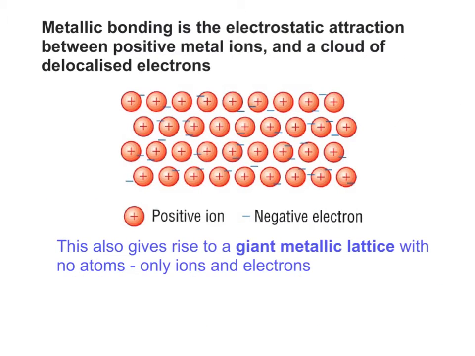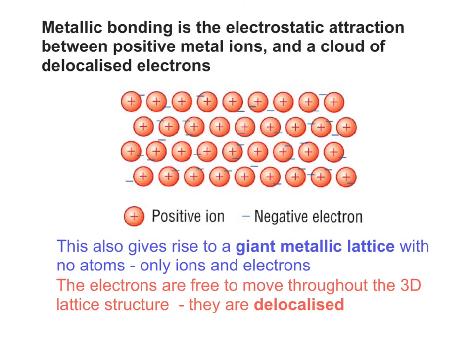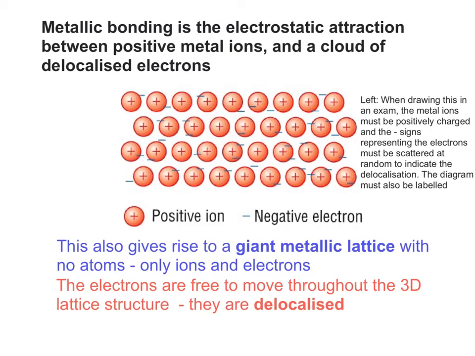So in metallic bonding you also get a giant metallic lattice. The difference here is that the electrons are delocalized, which essentially means that they're free to move throughout the 3D lattice structure. So if you're asked to draw a diagram showing metallic bonding, what you need to do is basically what's on the screen. But it's important that you have the electrons drawn as negative charges, and they're scattered fairly randomly throughout the structure to show the delocalization. It's really important that you have them labelled like is shown at the bottom of the diagram too, so the examiner knows what your pluses and your minuses are referring to.